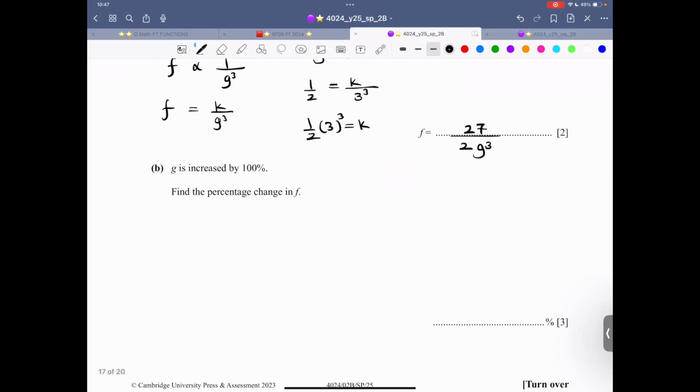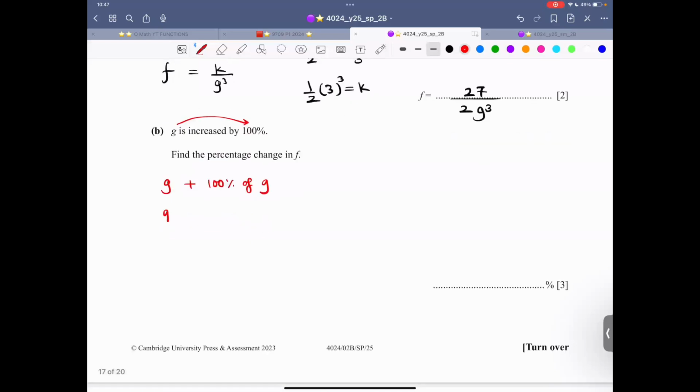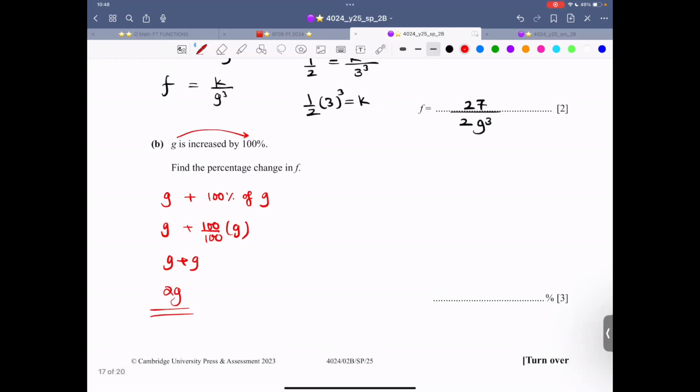Then it says G is increased by 100%. G is increased by 100%. That means an increase of 100% of G. That is what we are doing. That is G plus 100 over 100 of G. That is G plus G, which is 2G. That is what we mean by a 100% increase, double. Find the percentage change in F.